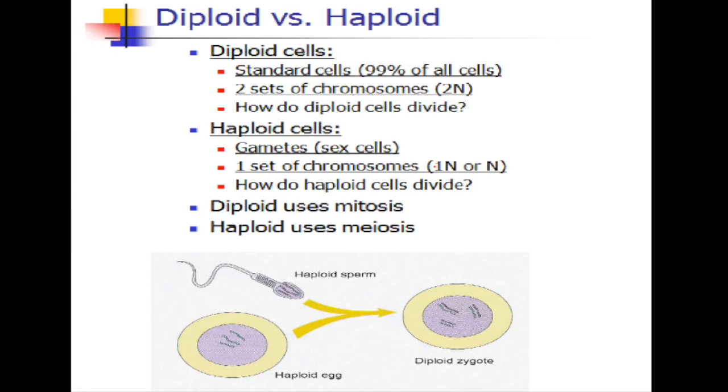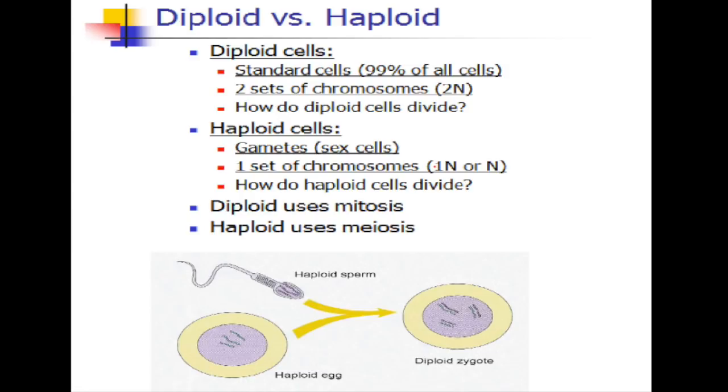Haploid cells have half the number of chromosomes as diploid cells. And these are only your sex cells, the gametes, in other words. So they're going to be sperm cells in males or egg cells in females. They only have one set of chromosomes, so 23 chromosomes.